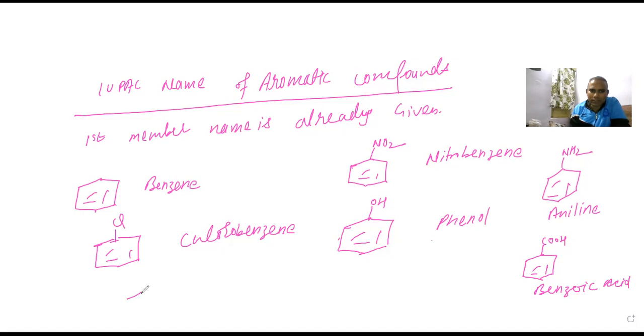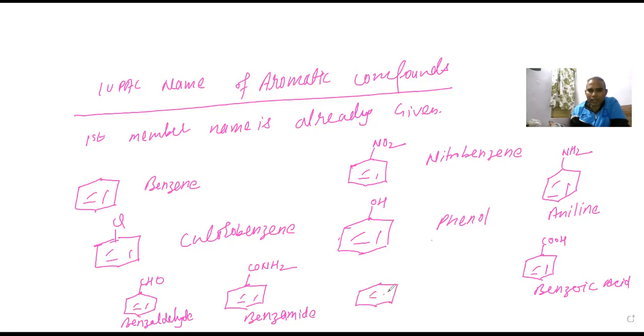Suppose we are having some other things. Here I am writing CHO, so this name is benzaldehyde. Suppose this is another compound we are writing, CONH2. This is what is known as benzamide.